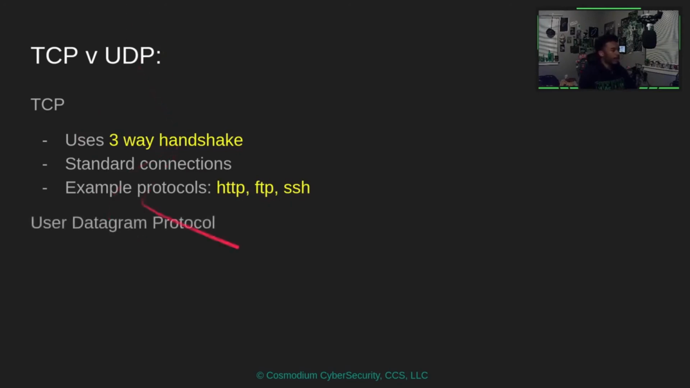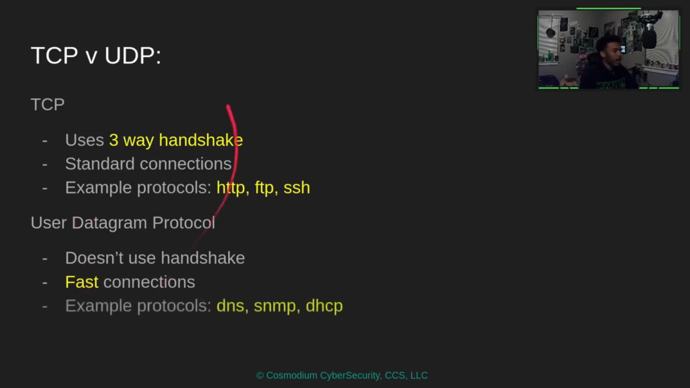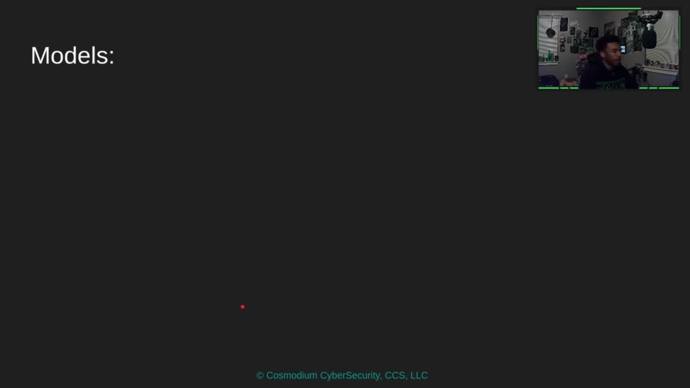Then there's UDP, which is the User Datagram Protocol. It doesn't use that three-way handshake. So you saw that three-way handshake earlier. This makes TCP a little bit slower because it has to do the handshake and such. But UDP does not use the handshake, so it is a lot faster than the TCP connection. So it's for fast connections, but TCP is a little bit more common, and a little bit more secure, and such. Some programs or protocols that use UDP are things like DNS, SNMP, and DHCP.